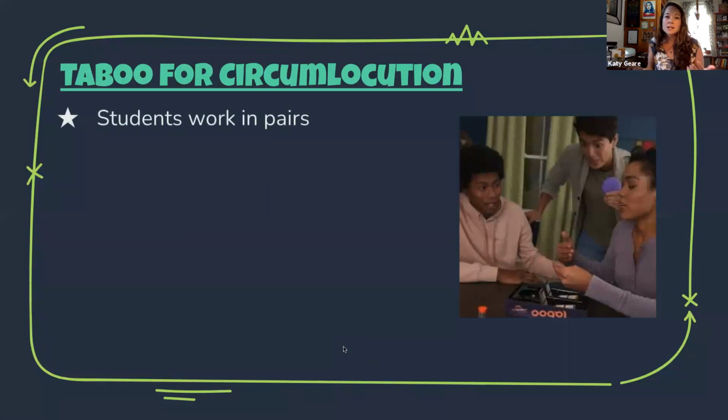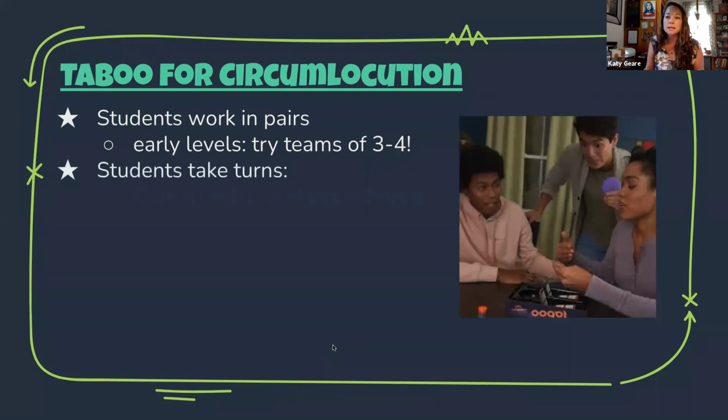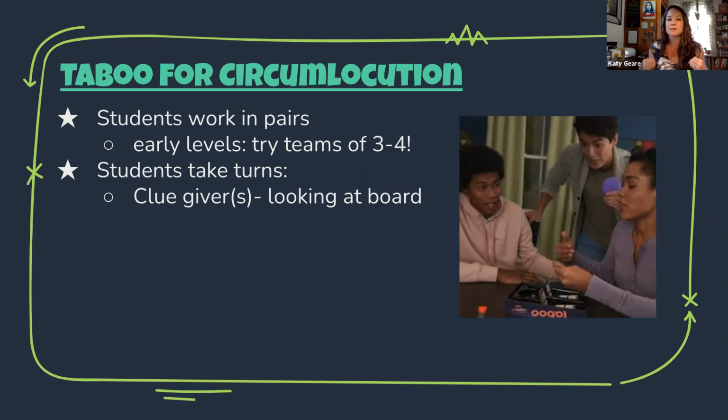So usually I have the kids work in pairs. If you have a group of 3, no big deal. But in our lower levels, with our novice speakers, a lot of times they're so much more comfortable if you start them in a group of 3 or a group of 4. We'll talk about that in just a second. But basically kids take turns giving clues like, oh, it's a fruit, it's red, it's for teachers. And they're trying to get their partners to say the word apple.